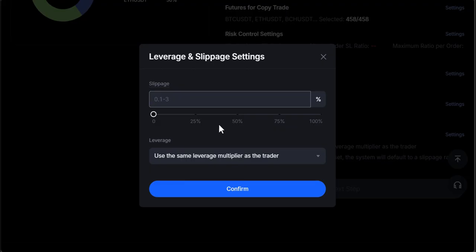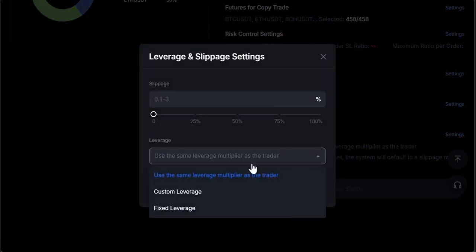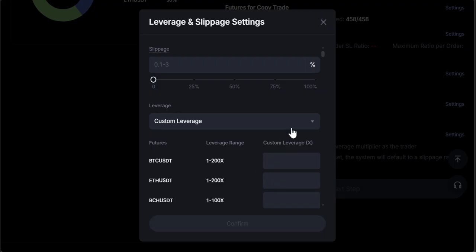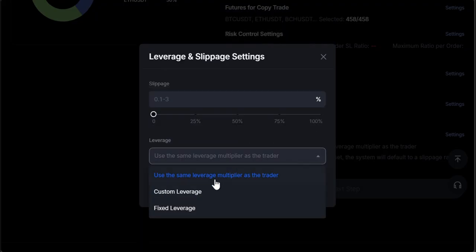Now look, setting a lower slippage can protect your copy trade's entry price, but it may increase the risk of copy order failure. Since your order is executed as a market order, the filled price may drift beyond the maximum slippage limits due to market volatility. You can also customize what leverage you're using. You can use the same leverage multiplier as the trader, and also you can have a fixed leverage.